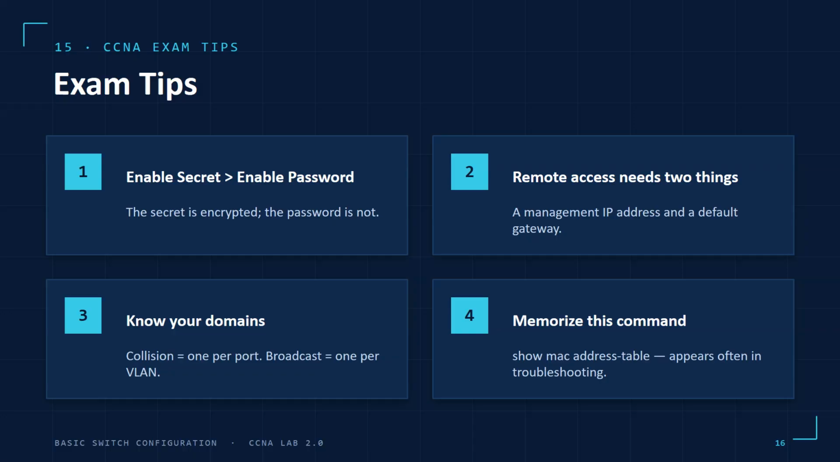Remote access needs a management IP address and a default gateway. A collision domain is one per port, and a broadcast domain is one per VLAN. The command show mac address-table appears often in troubleshooting.